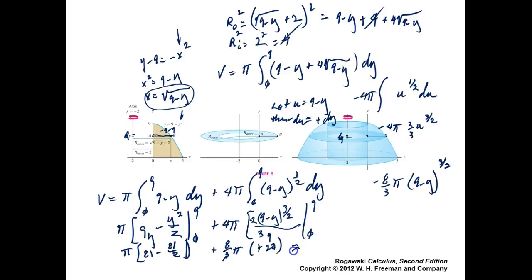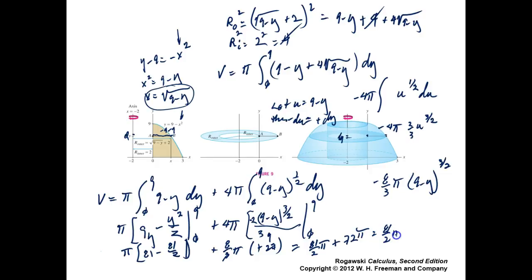So let's see what we've got here. The first part gives you 81 halves pi, because 81 minus 81 halves is 81 halves, right? Plus, what did I say that was? 72 pi. Boy, that seems like it's way too big. Maybe not, though.